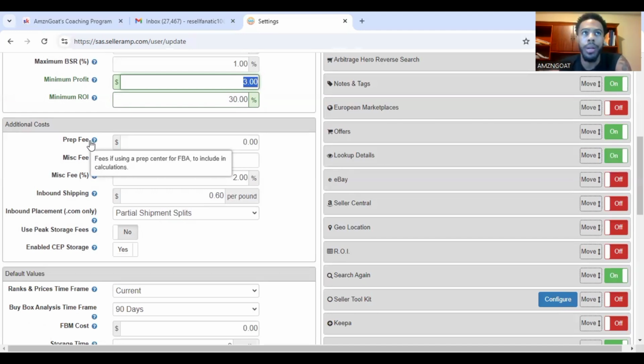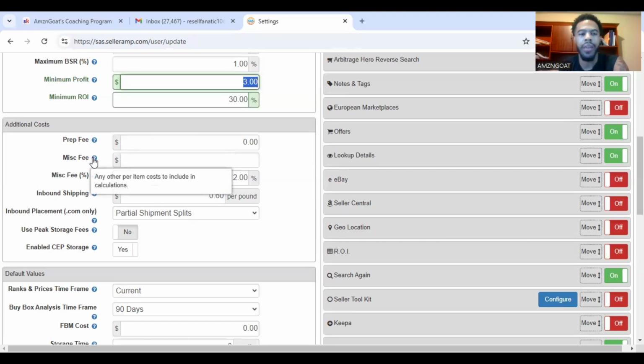Having a prep center is a great way to outsource a lot of your work. Again, you don't have to see any products come your way. You don't have to get anything delivered to your house. You don't have to go pick anything up. You literally just buy the product and get it sent to the prep center that you're working with. But if you don't work with a prep center, you're not going to put anything in this prep fee right here. So, also the miscellaneous fee.